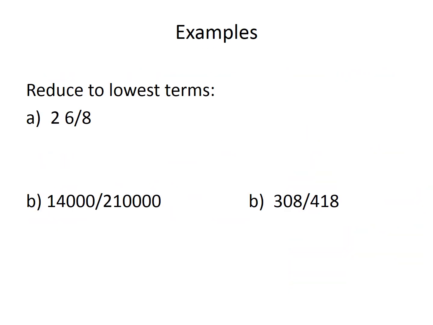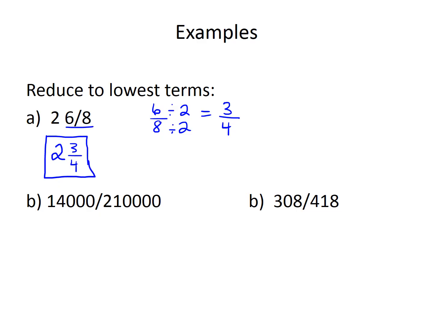Reduce to lowest terms, 2 and 6/8. You don't have to change that to an improper fraction. It's already mixed, so all you need to do is reduce the 6/8. And 6 and 8 both have 2 as a factor, so that's 3/4. Whatever you do to the numerator of a fraction, you have to do to the denominator. And don't forget, if you have a bunch of zeros, I prefer to use the vertical fraction bar.